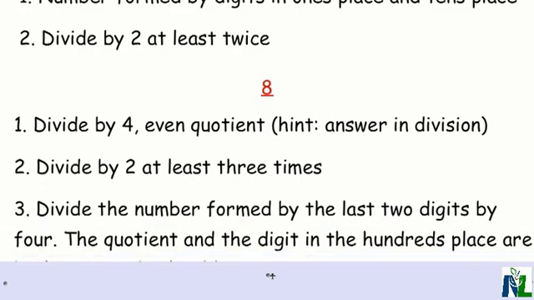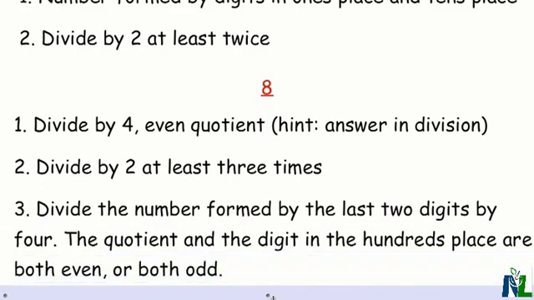And finally, we can divide the number formed by the last 2 digits by 4. Then we have to look at the quotient. If the quotient and the digit in the hundreds place are both odd or both even, that number will be divisible by 8.